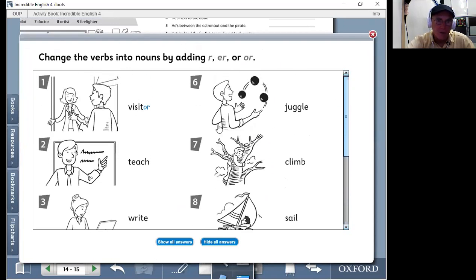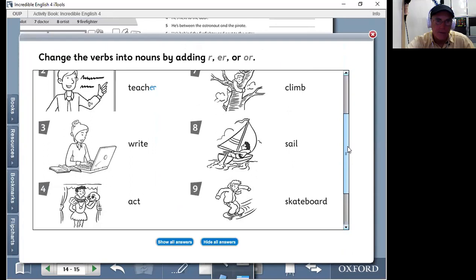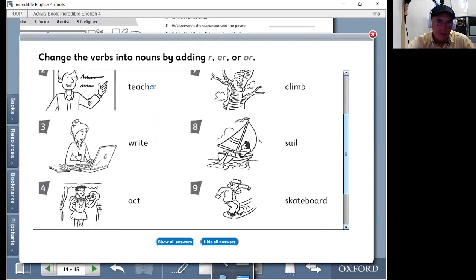So, number two, teacher with ER. Number three, the person who writes is a writer. Well, we already have the E, so we just add an R. Number four, this is an actor. Although it sounds like actor with ER, it's actually spelled with the OR.